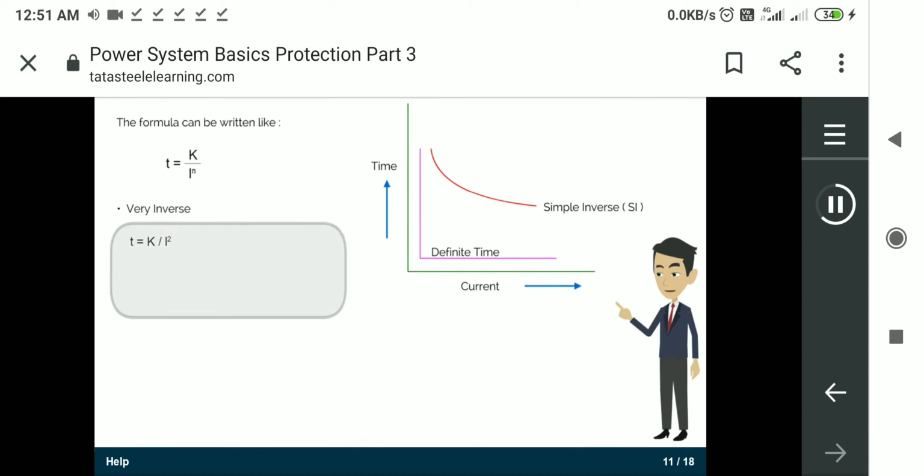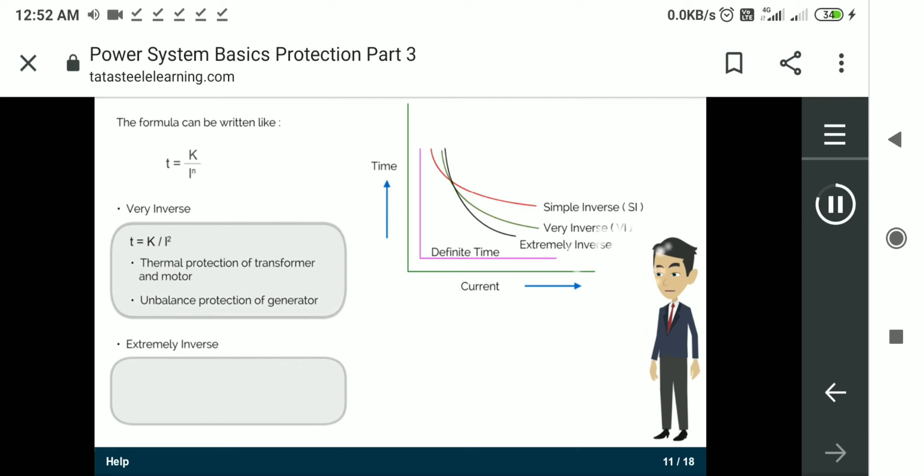Similarly, for very inverse, we put n equals to 2, and now the formula shows that the time inversely depends upon the square of current. So, as you can see, there has been further increase in the value of I. Therefore, the curve dips very fast with increase in current, which is known as very inverse. This curve is useful in thermal protection of transformer and motor and unbalanced protection of generator.